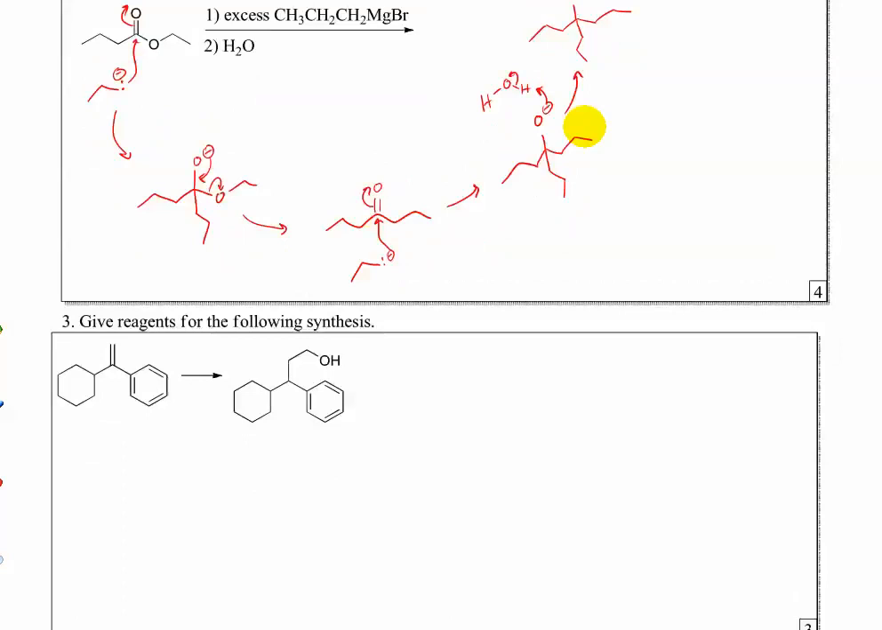All right, and then finally the synthesis. There are a couple ways to do this. What kind of strategies did you come up with? So I started with HBr and peroxide, then NaNH2 and a triple bonded C to C to get another carbon. So you went the alkyne route here. Okay, let's start there.